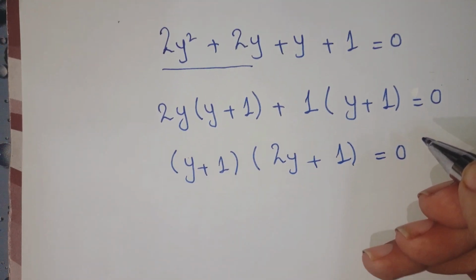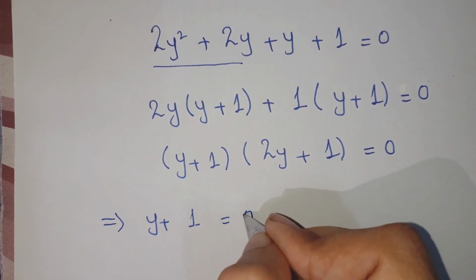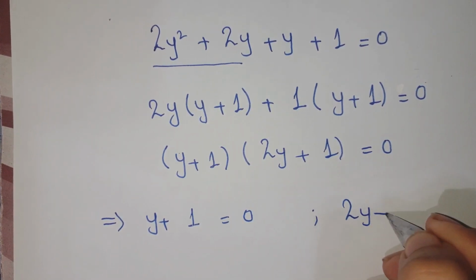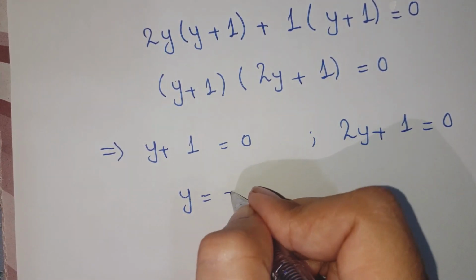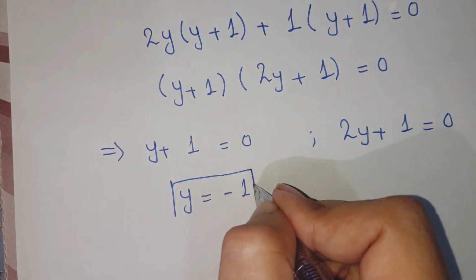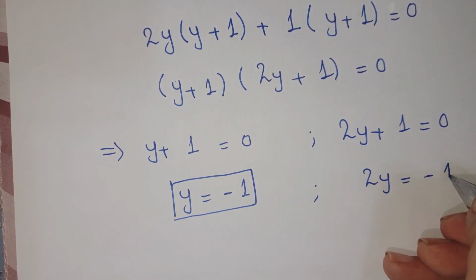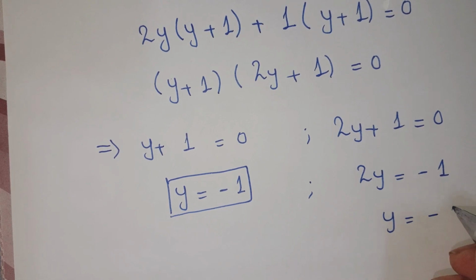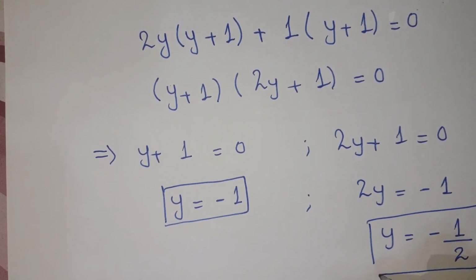Now we have two possibilities. This implies that either y plus 1 is 0 or 2y plus 1 is equal to 0. Here you get y is equal to minus 1, and here you get 2y is equal to minus 1. Further you get minus 1 upon 2 as the value of y.